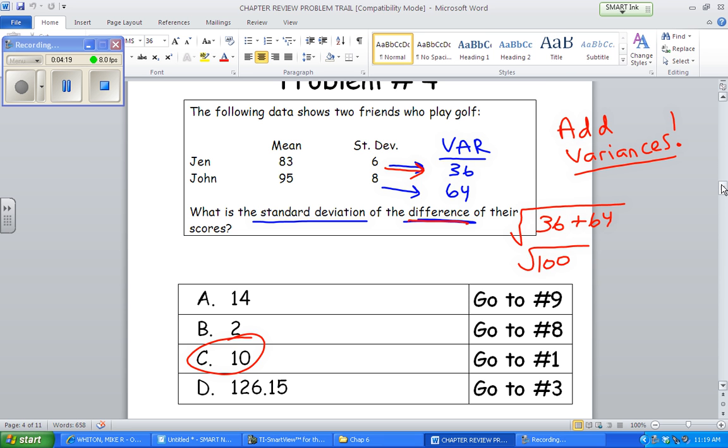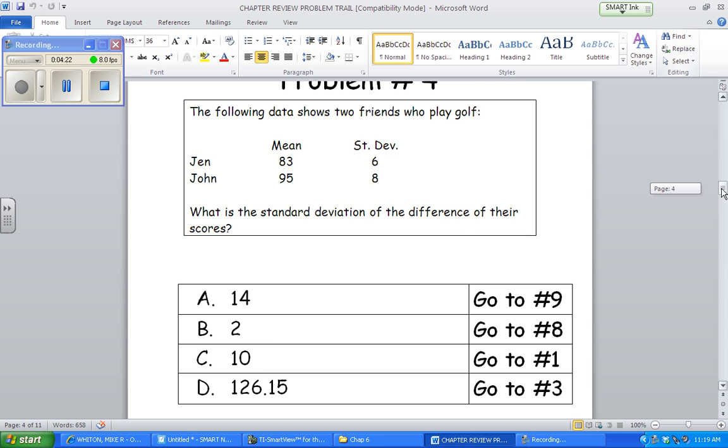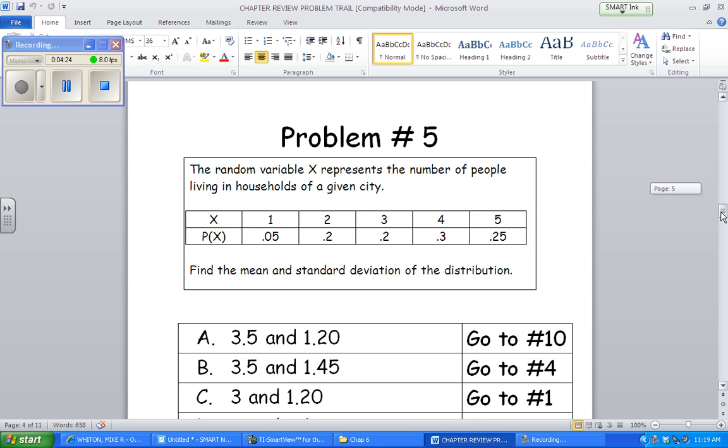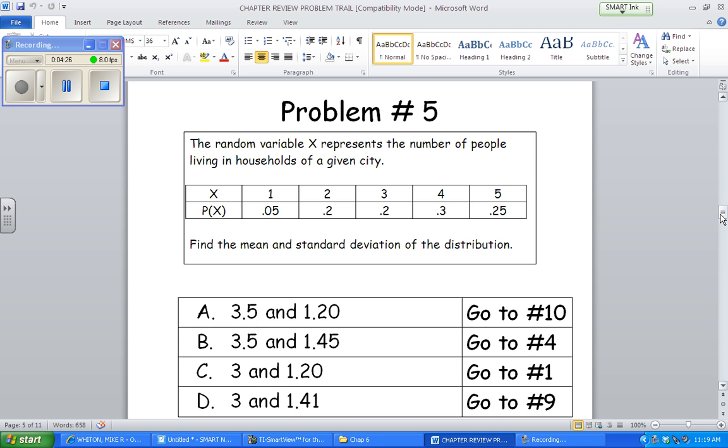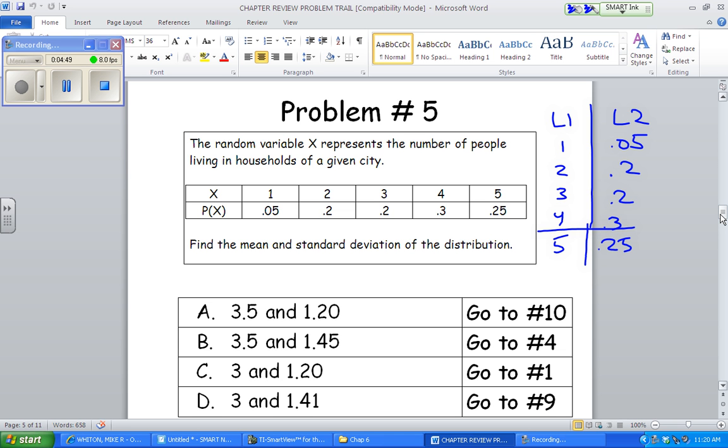Okay, moving on to number 5. Find the mean and standard deviation of this distribution. Now there's ways to do this by hand, but I'm going to encourage you to use the calculator. What you're going to want to do is put the x values in list 1 and the y values in list 2 right next to each other. And we're going to use one variable stats here, which is the quickest way to get these numbers.